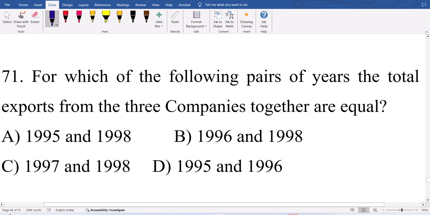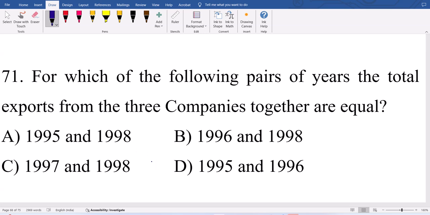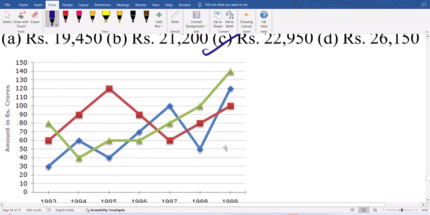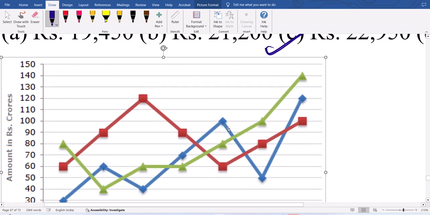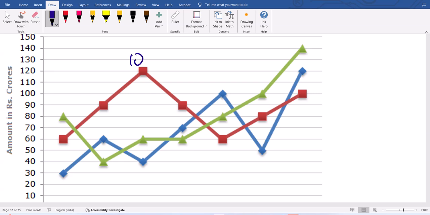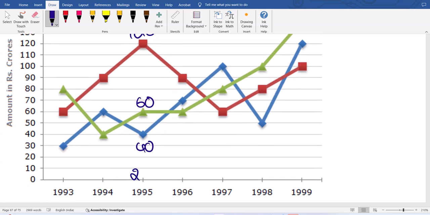Question 71, they're asking for 3 companies together, which year the values are same. All 3 companies together, which year the values are same. Okay, you just add these values, which year all 3 are equal. All 3 equal in which year is the question. This is 120, 60, 40. All together the value is 220, that is 1995.